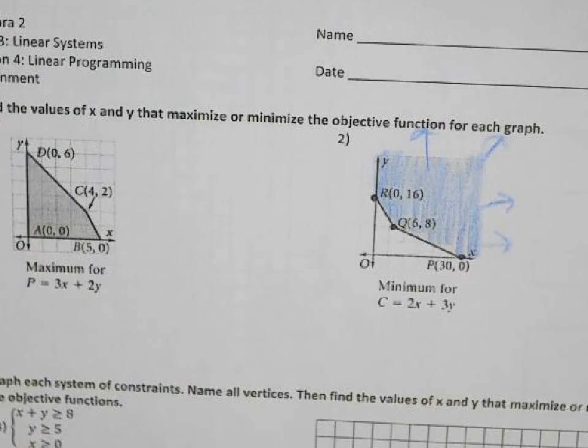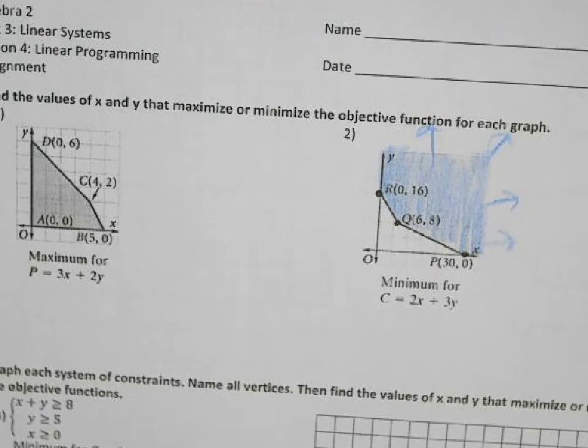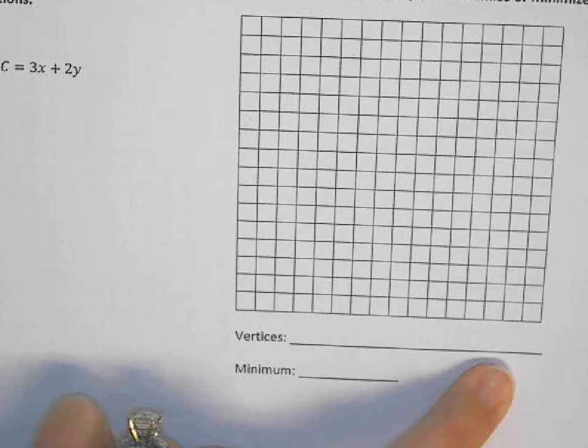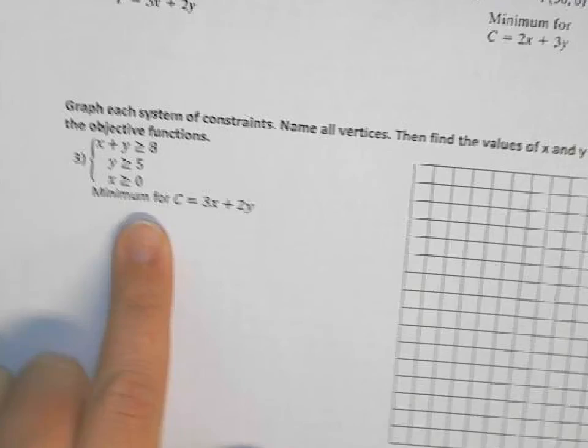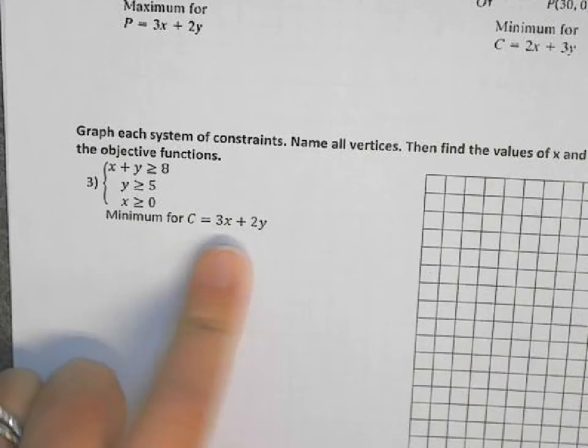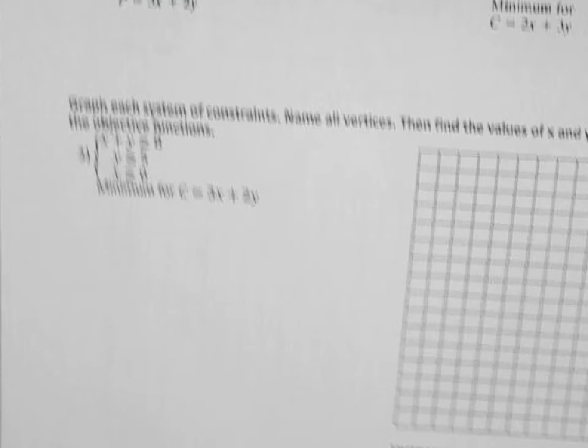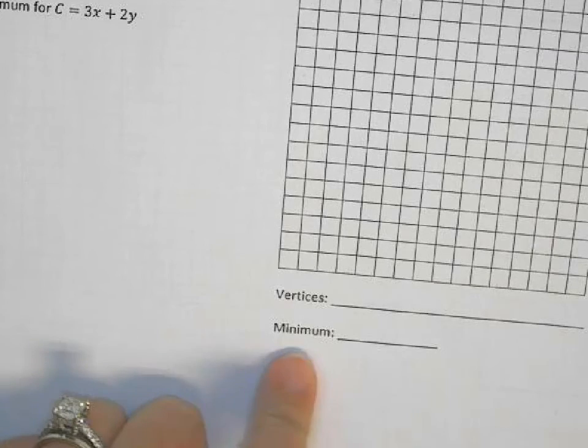Show your work of plugging in those vertices. And then for 3, 4, and 5, you're going to do it just like we did for example 1, where you're going to have to start with graphing. You're going to have to name the vertices. And then you're going to figure out what makes the minimum profit or the minimum cost. So here's your minimum equation. You'll show your work over here for that, and you'll identify your minimum here.